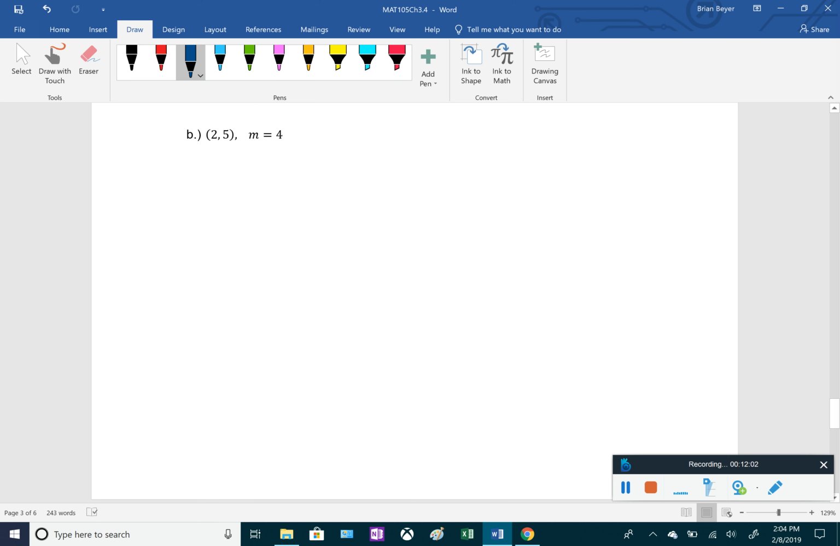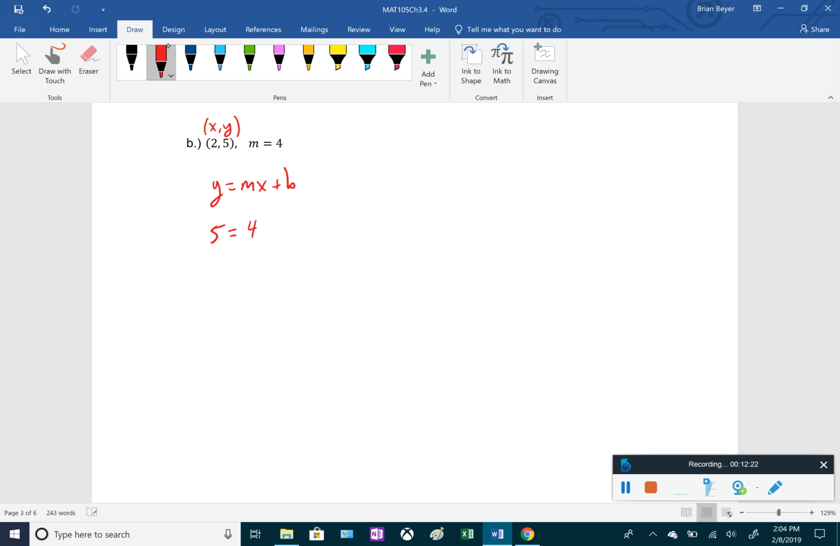Another one of these. We have (2, 5) and a slope of 4. So it's passing through the point (2, 5). We're given the slope, so let's use all of that information to find the y-intercept. y is going to be 5, so 5 equals 4 times 2 plus b. 5 equals 8 plus b. Subtract 8 on both sides, and that gives us b equals negative 3. I skipped showing some intermediate steps, but that's all the work we need. So y equals m, which is 4, x minus 3. So y equals mx plus b.